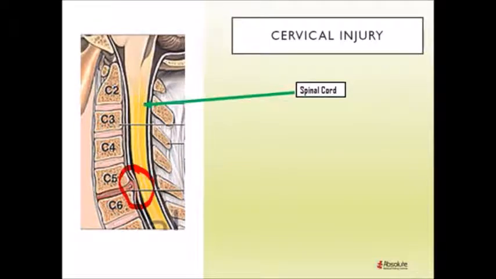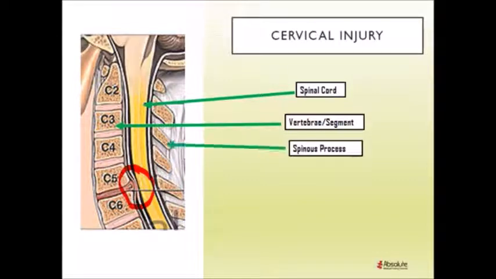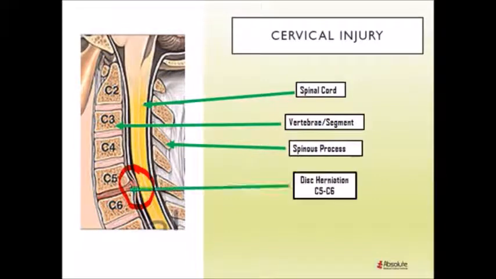All right, so let's review the anatomy of John's spinal cord injury. The yellow portion is the spinal cord. C3 is an example of a vertebra or segment. And see that little pointy piece? That's the spinous process that we've spoken about. And again, there's disc herniation at the C5, C6 level. Poor John. John's going to need surgery.